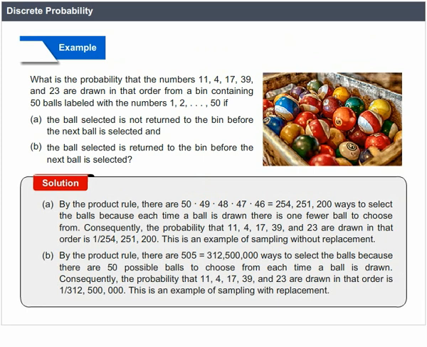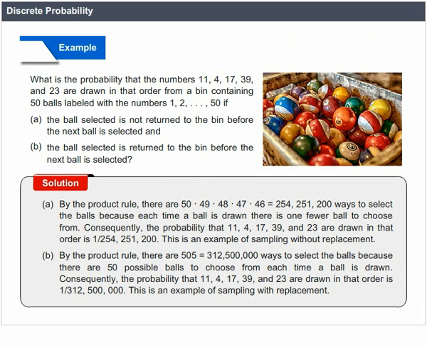B. By the product rule, there are 50^5 = 312,500,000 ways to select the balls, because there are 50 possible balls to choose from each time a ball is drawn. Consequently, the probability that 11, 4, 17, 39 and 23 are drawn in that order is 1 divided by 312,500,000. This is an example of sampling with replacement.